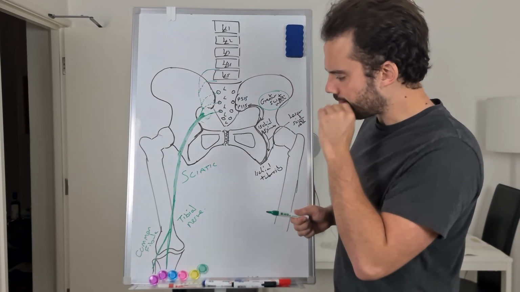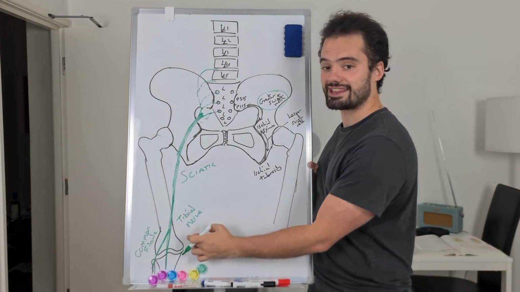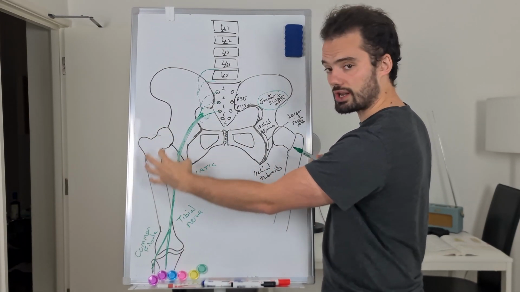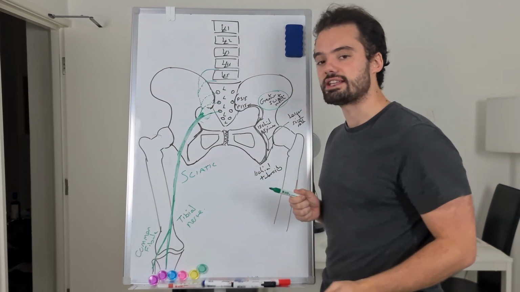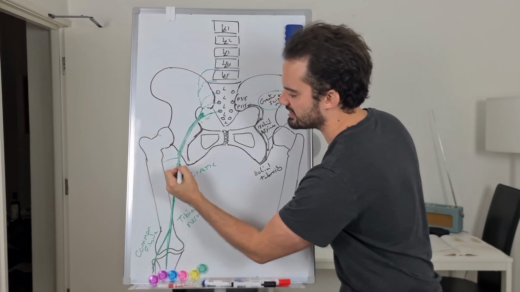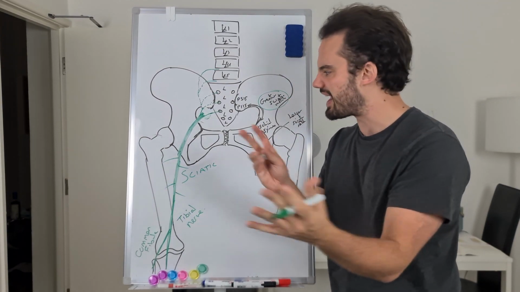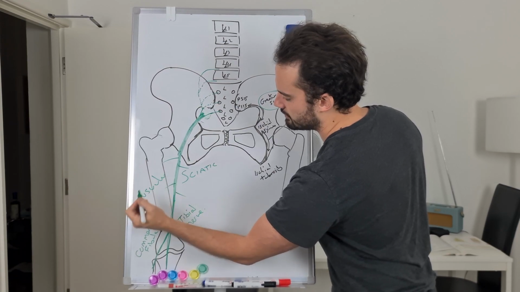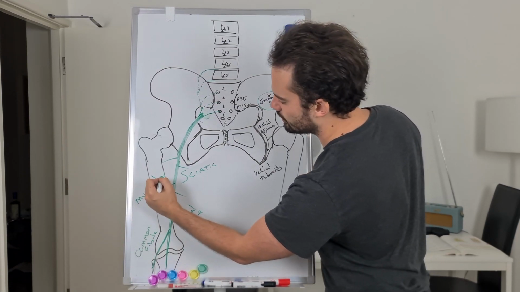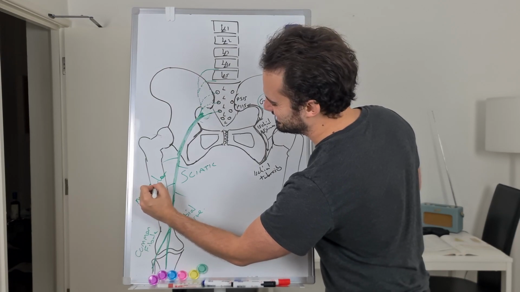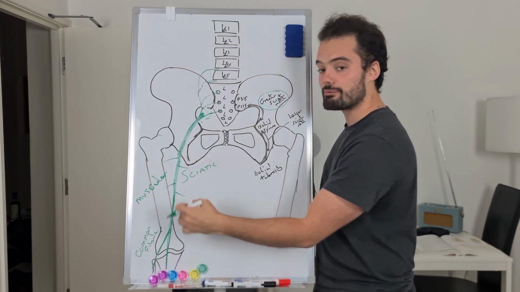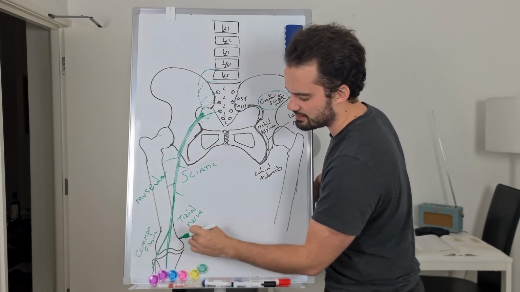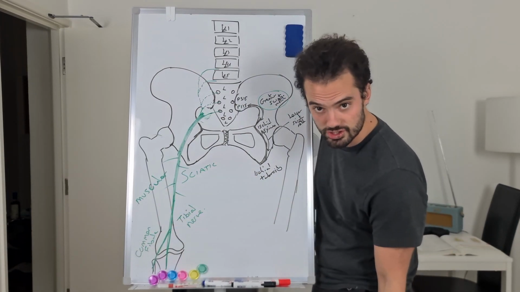Now, if the arrangement was like this, then we can say that all of our posterior thigh muscles that are all up here, yeah, they're going to be innervated by the sciatic nerve. The sciatic nerve will give off some tiny muscular branches to supply those muscles and then won't split into the tibial and the common fibular nerve until we're very close to the knee joint.